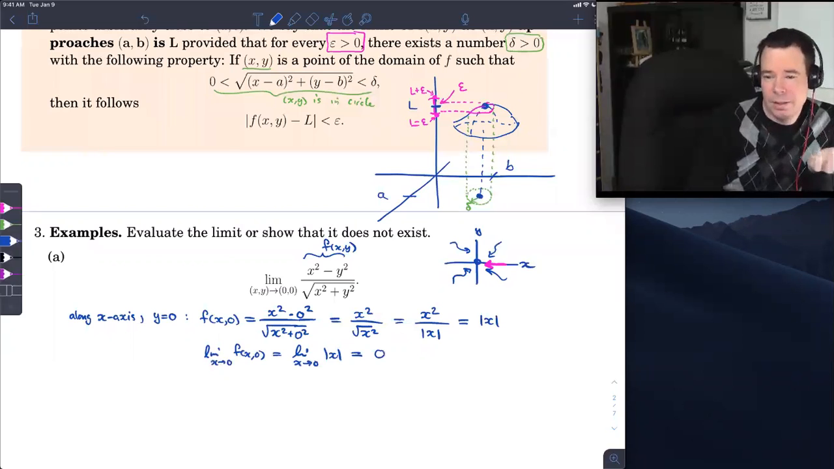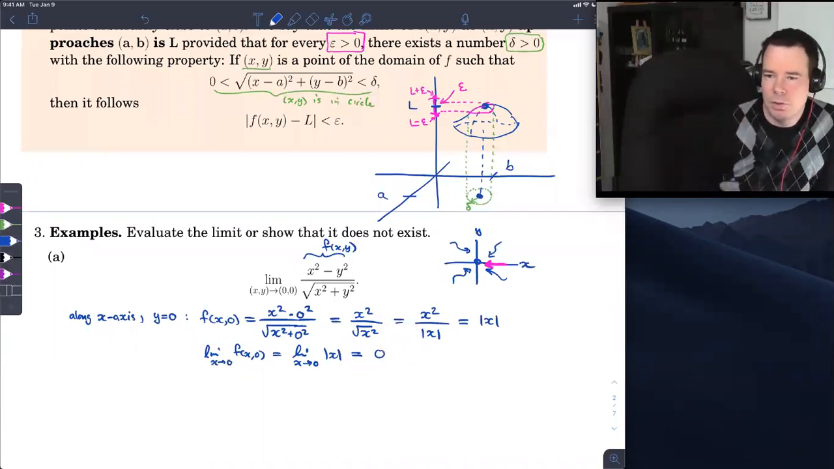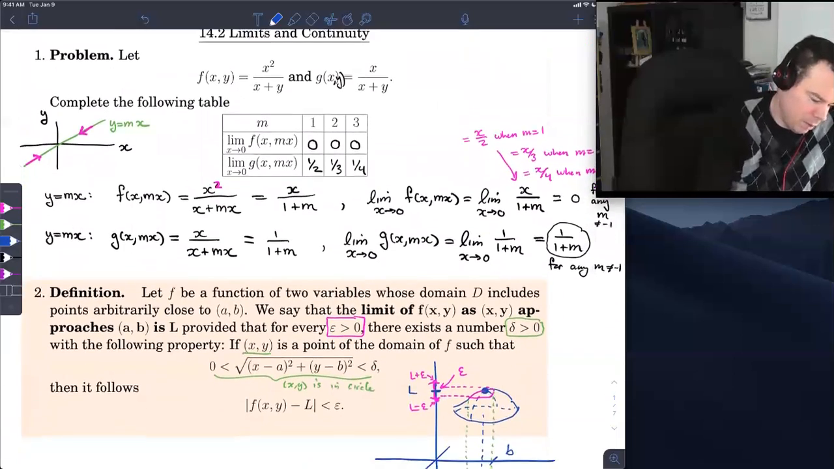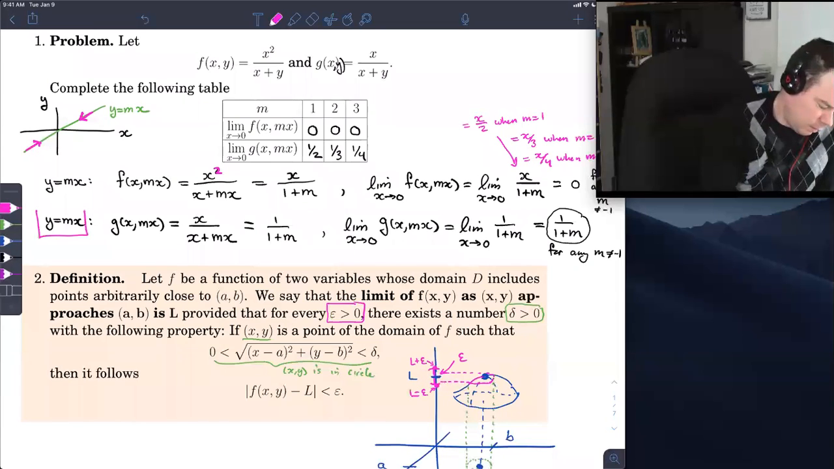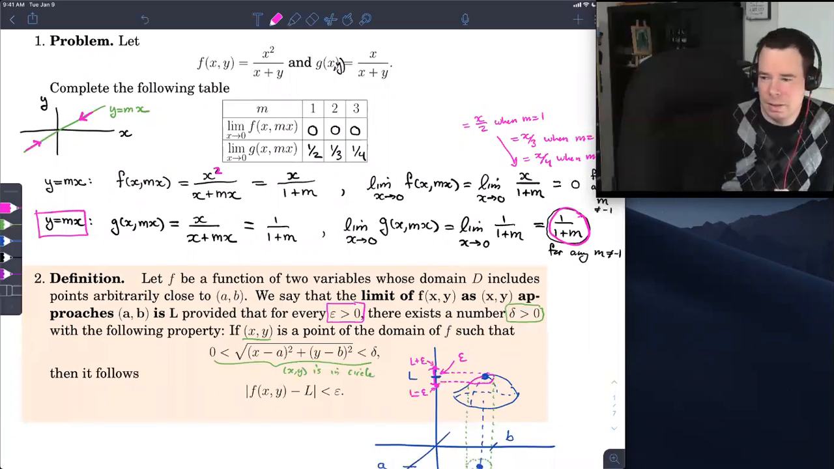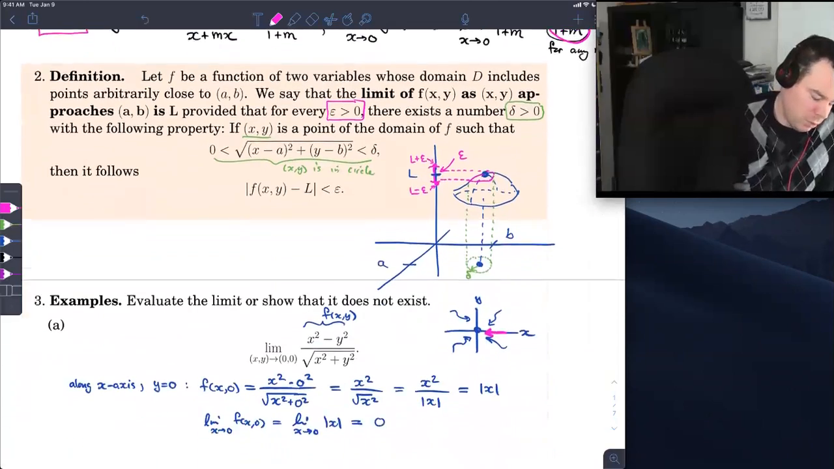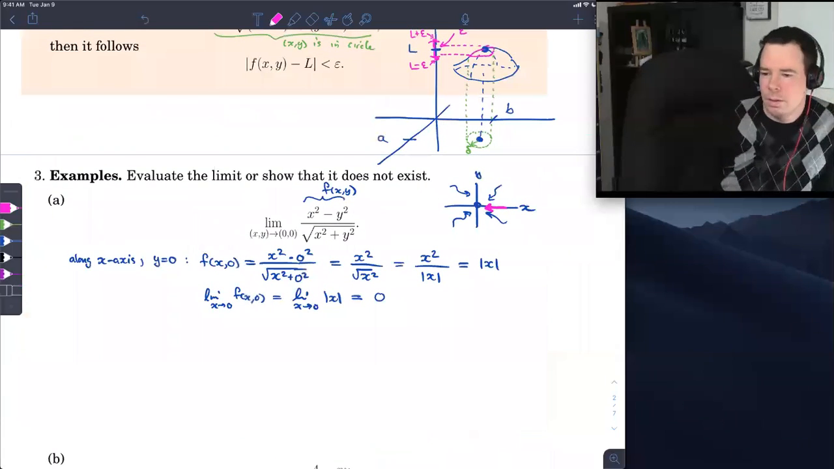I don't know that it exists, though, because I don't know if I come along a different axis or a different line, my function value is going to be different, like the example we had up here. If I come along different lines, y equals mx for various values of m, then I get different values of the limit, in which case we would say the limit doesn't exist. So just knowing that if I go along one direction, the value of the function is tending towards 0, it doesn't tell me that the limit is 0.